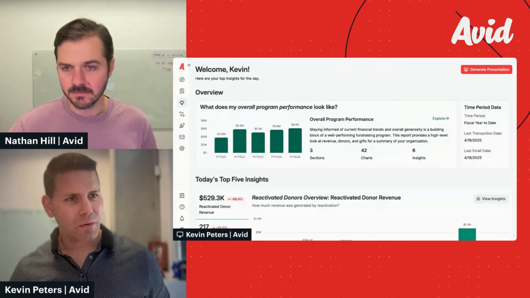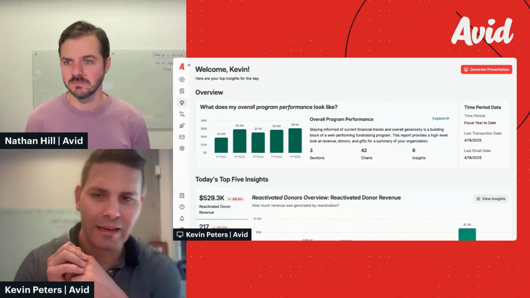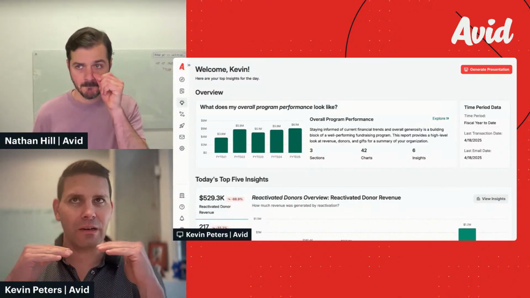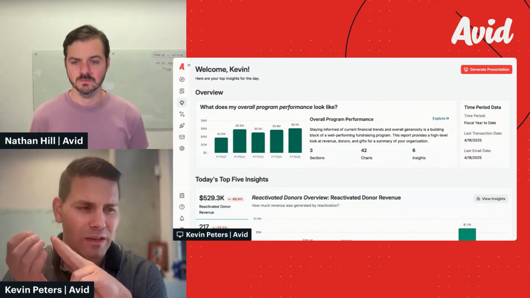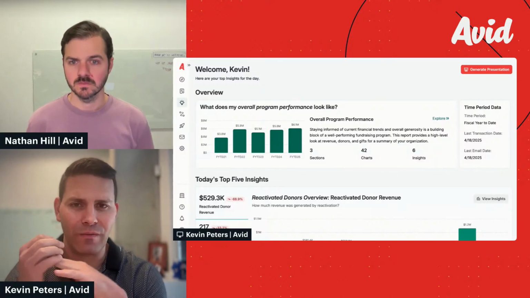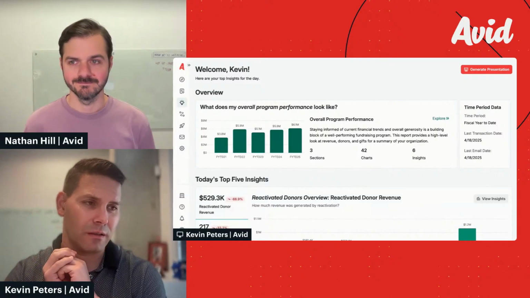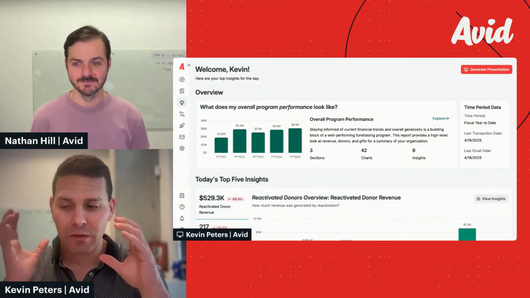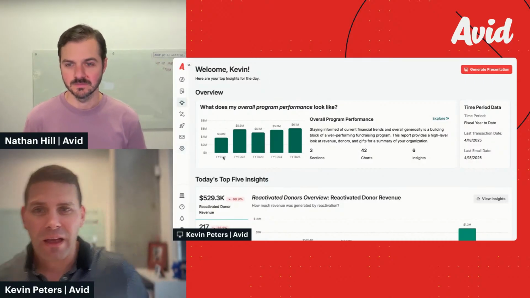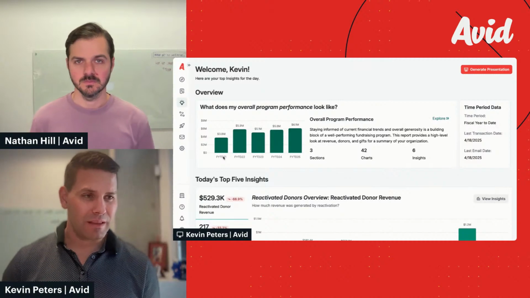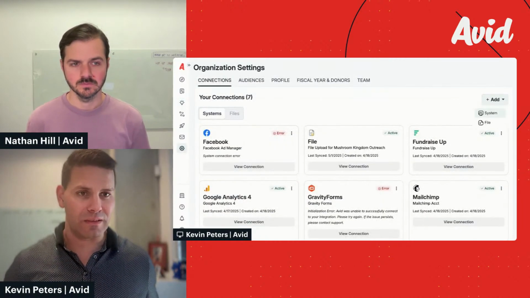And I'll start with just a little bit of the context behind the philosophy with Avid. And that is that I don't believe there's just one important metric. It's not just revenue. It's not just acquisition or lifetime value. To run a nonprofit, there's 100 metrics that you should care about. The reality, though, is there's just a couple you should care about today. And so with that being the case, my belief is let's first connect all the different systems.